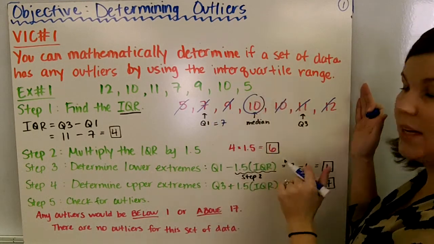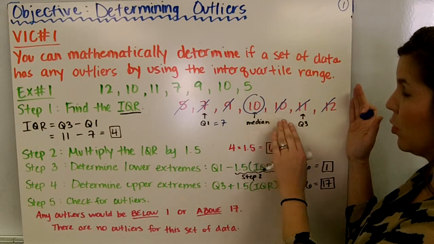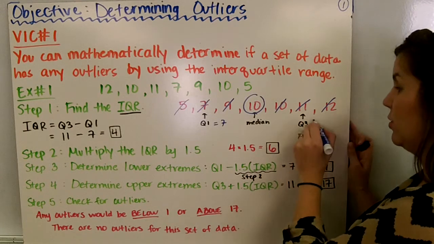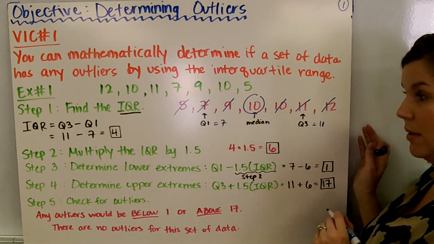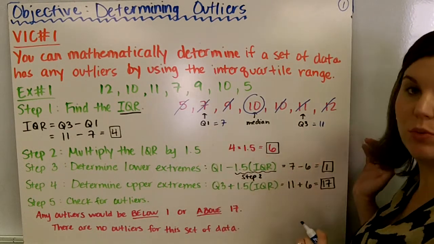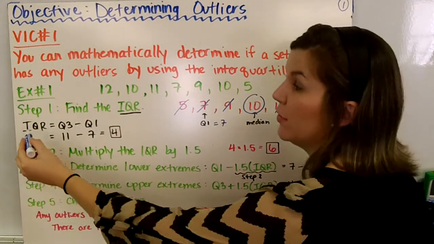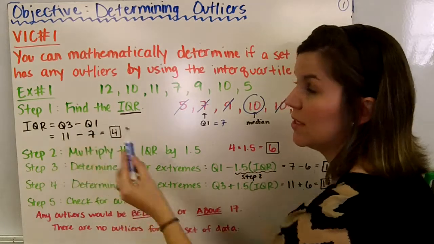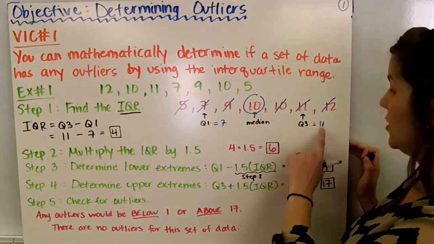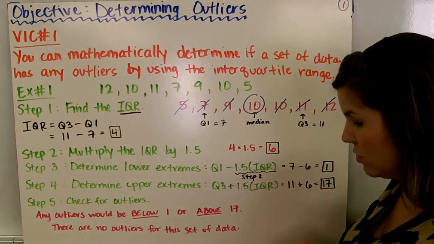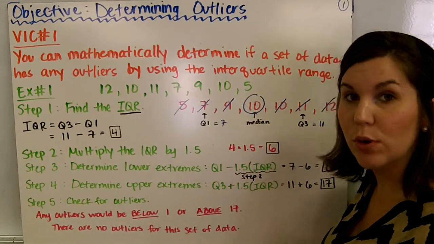Look at your upper section, your upper quartile, 10, 11, and 12. And the median here is 11. So Q3 is equal to 11. Q1 is 7, Q3 is 11. Find the IQR. The formula for finding the IQR is Q3 subtract Q1. So 11 subtract 7 gives us 4. So our IQR in this set of data is 4.